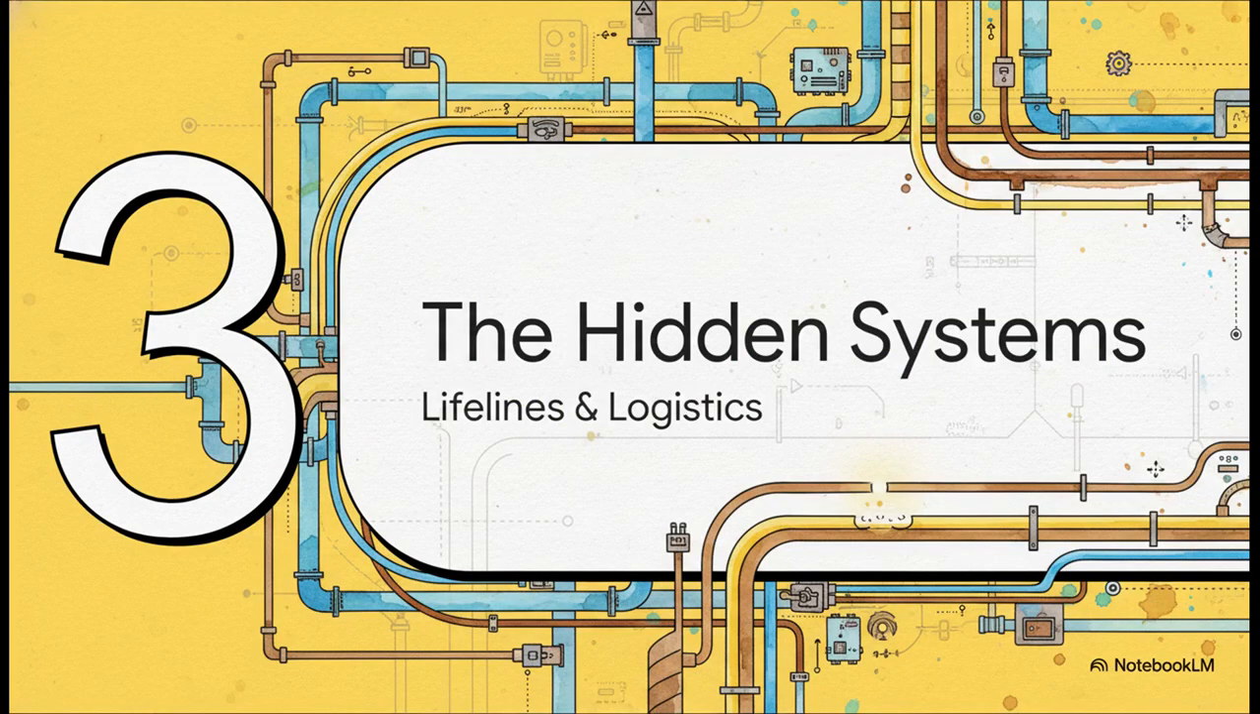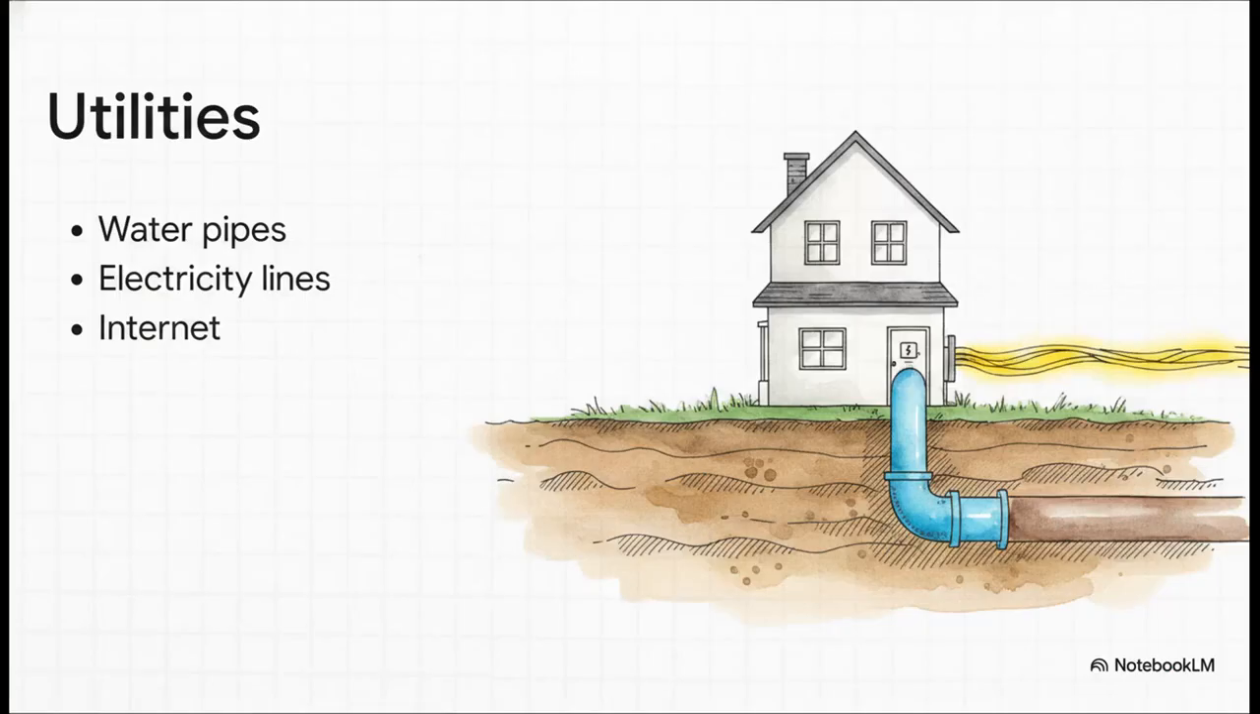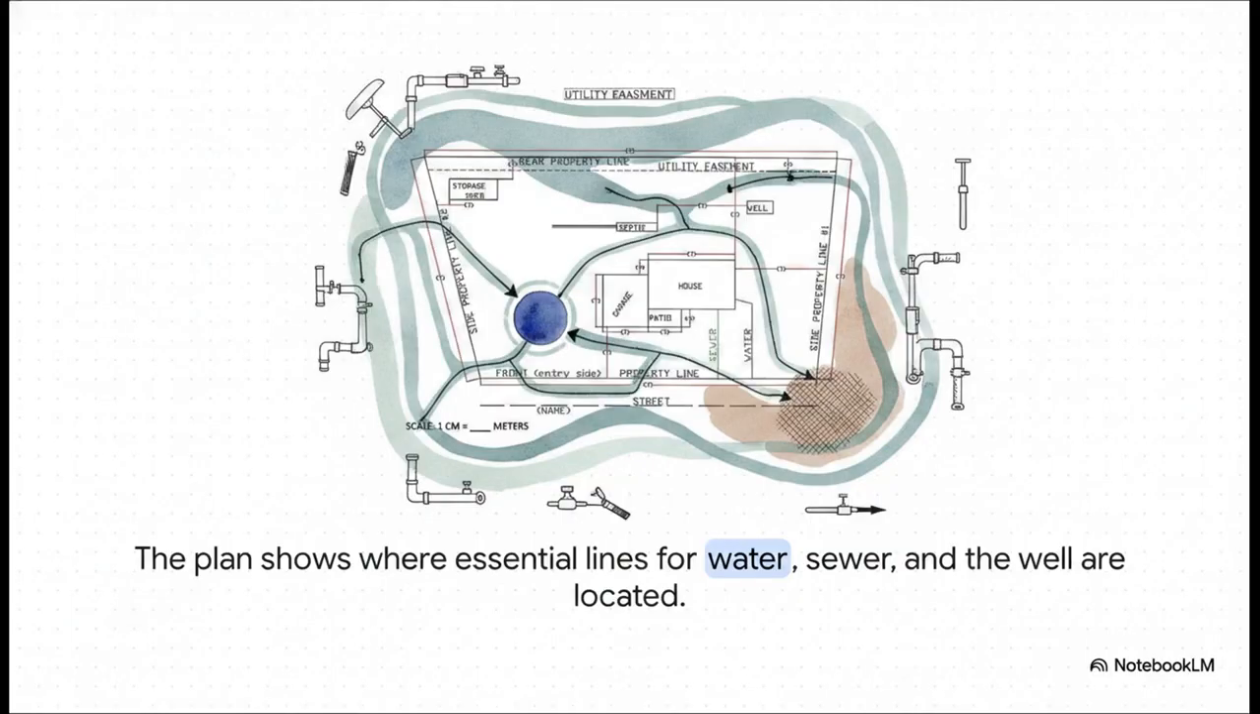But a building is so much more than just walls and a roof, right? It needs to be connected to the world. So let's take a look at the hidden systems that actually bring a structure to life. We're talking about utilities. These are the lifelines connecting the home to the outside world. You've got water coming in, waste going out, and of course, power for everything in between. The site plan shows you exactly where all those connections are. You can see the planned paths for water and sewer lines, and even the location for a well. Trust me, you definitely don't want to start digging without knowing where this stuff is.